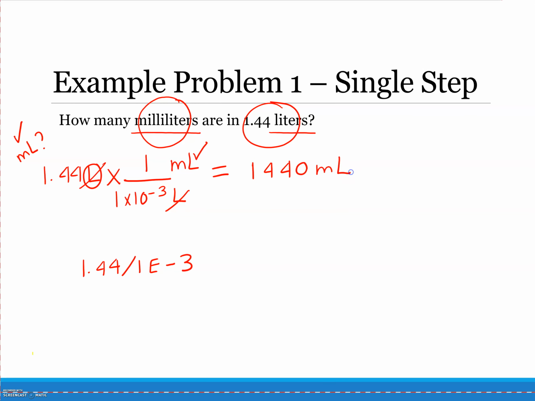And so the answer to this problem is going to be 1,440 milliliters. We want to make sure that we always remember to put our units, because as you saw in the Introduction to Physical Science lecture, a number without its units is meaningless. 1,440 what? Acorns, pecans, gallons of milk? No, we mean milliliters in this situation.